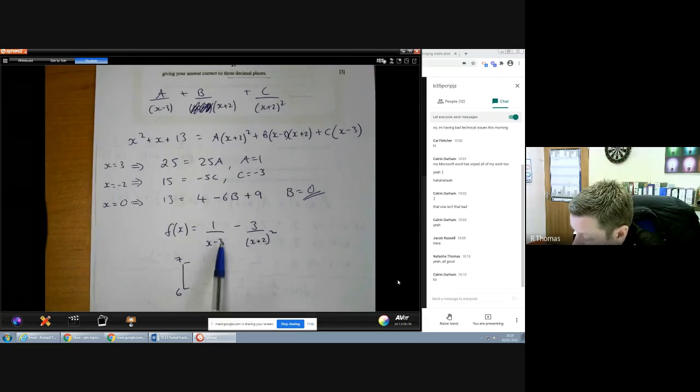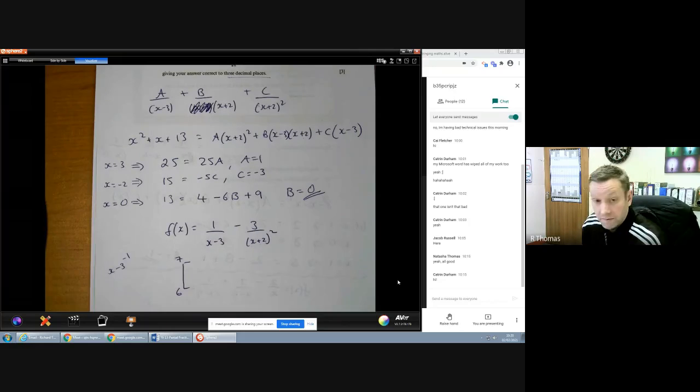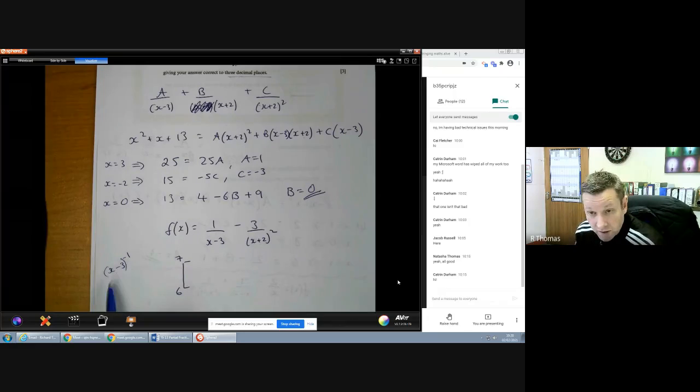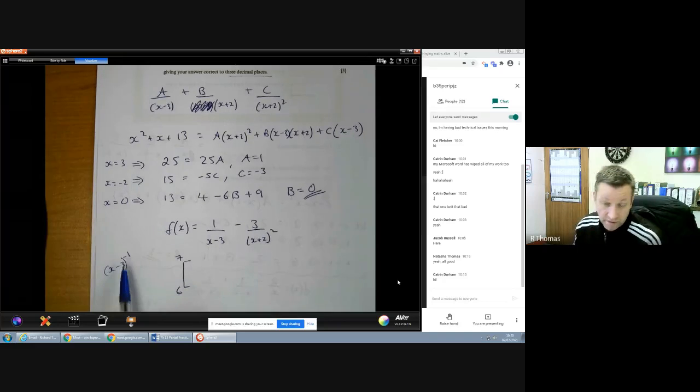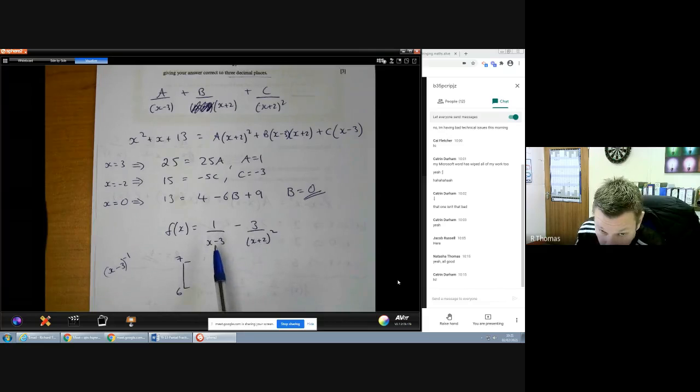Now, obviously, this is to the power of minus 1. Let me just scribble over here. This is effectively (x minus 3) to the power of minus 1. Integrate, raise the power by 1, divide by the new power. If I raise that by 1, it goes to 0. If I divide by 0, mathematicians go mental. So this is where the logarithms come in, the natural logarithms.